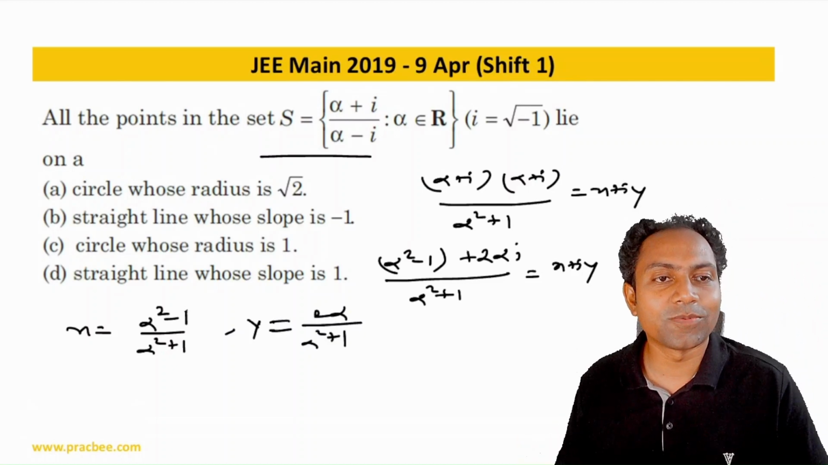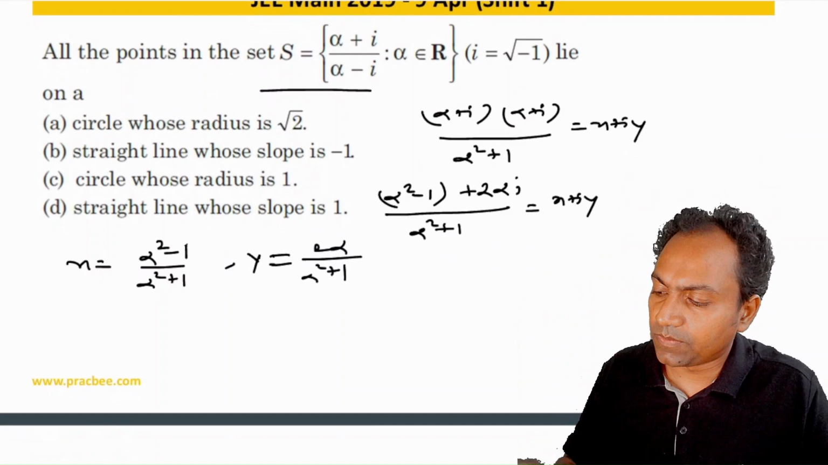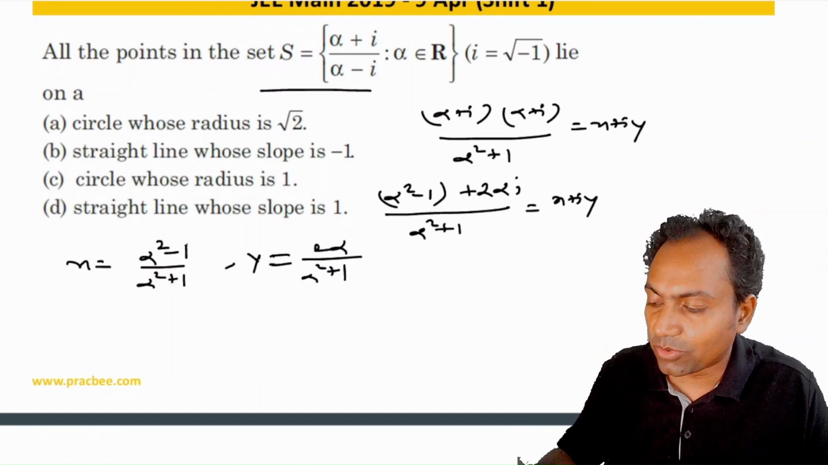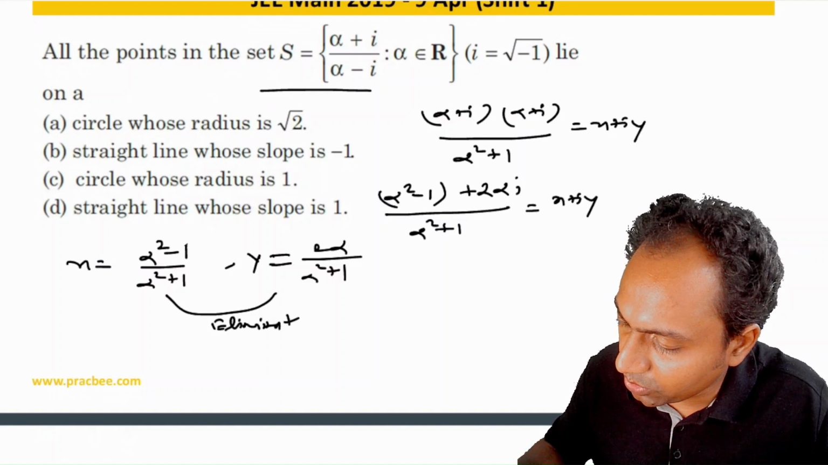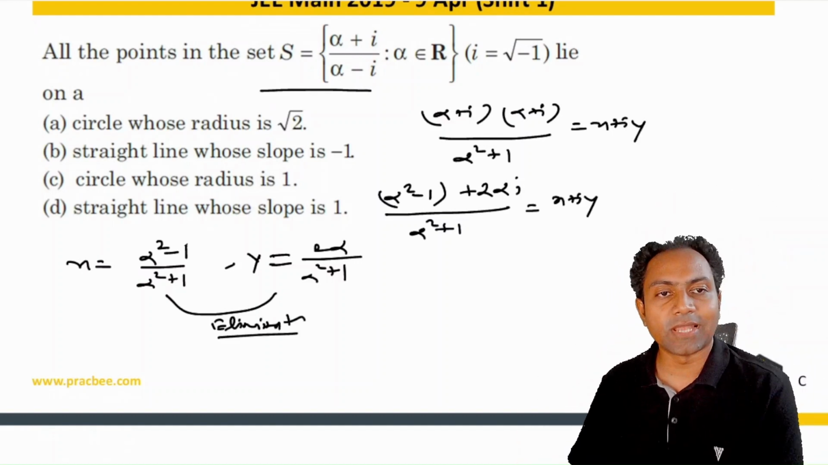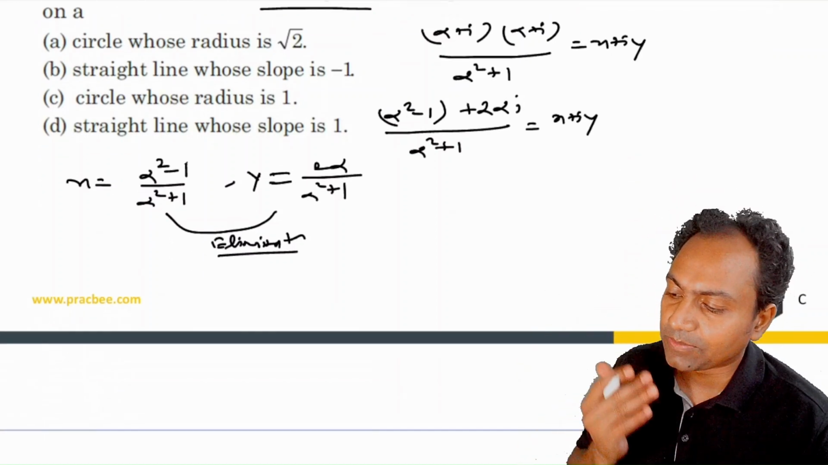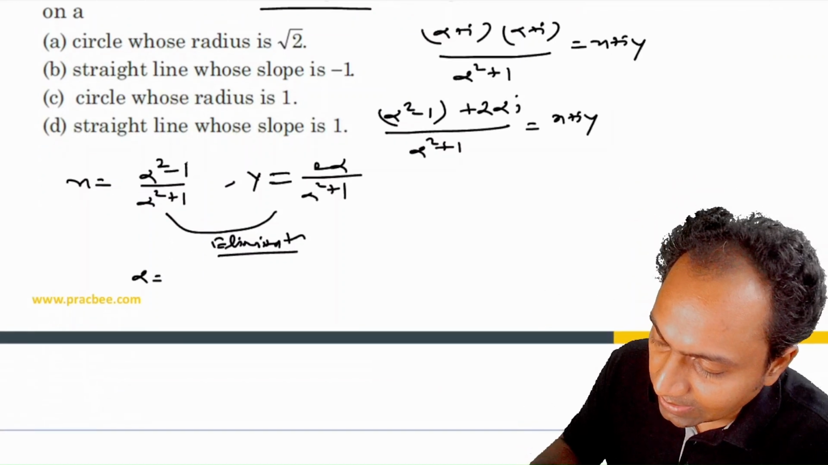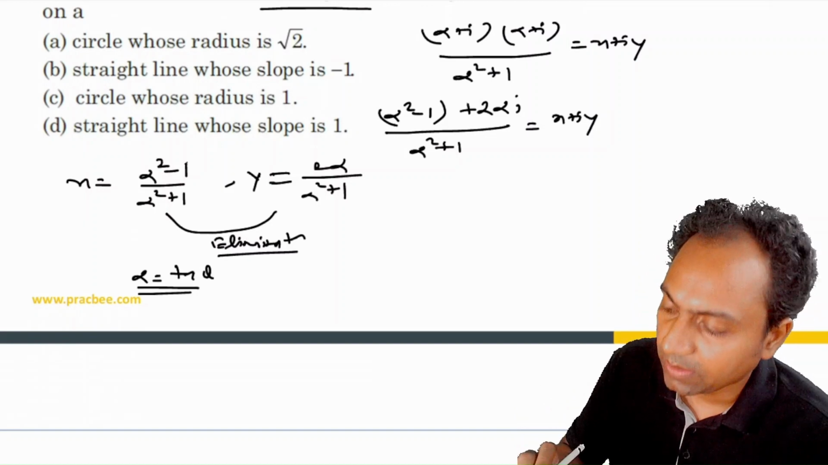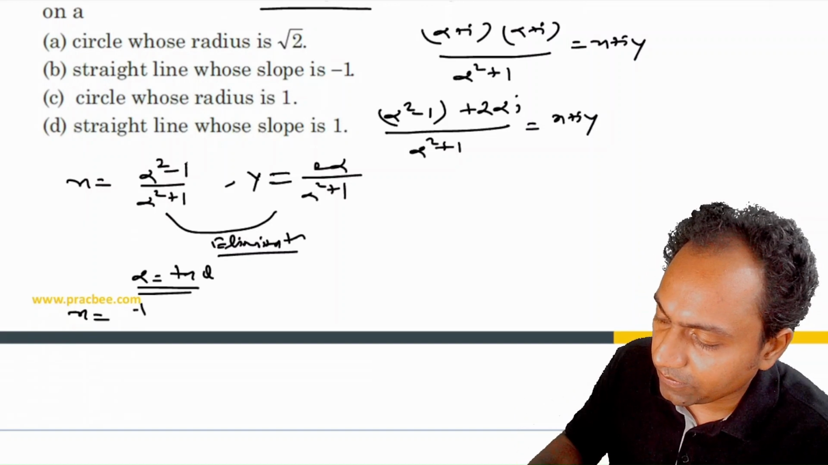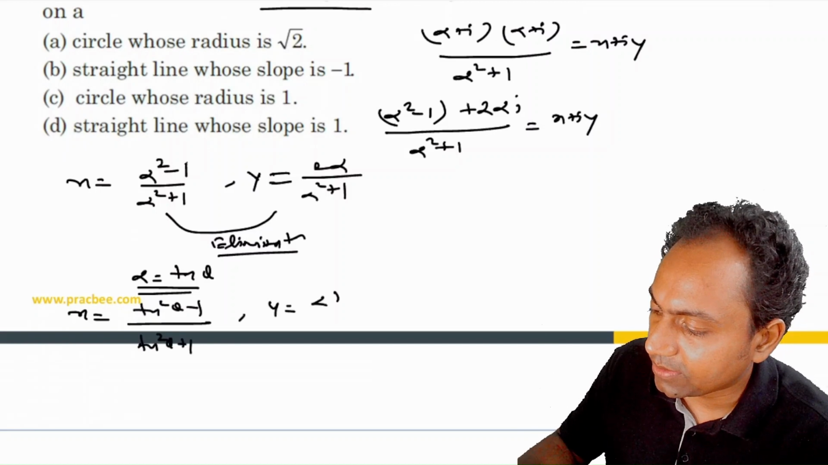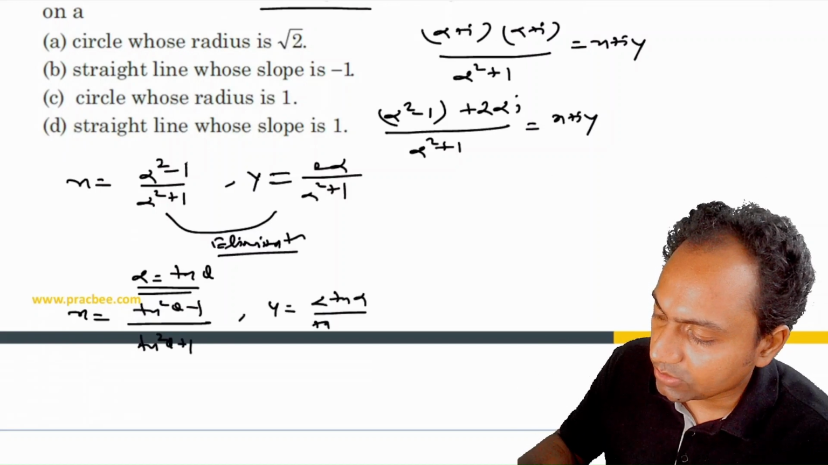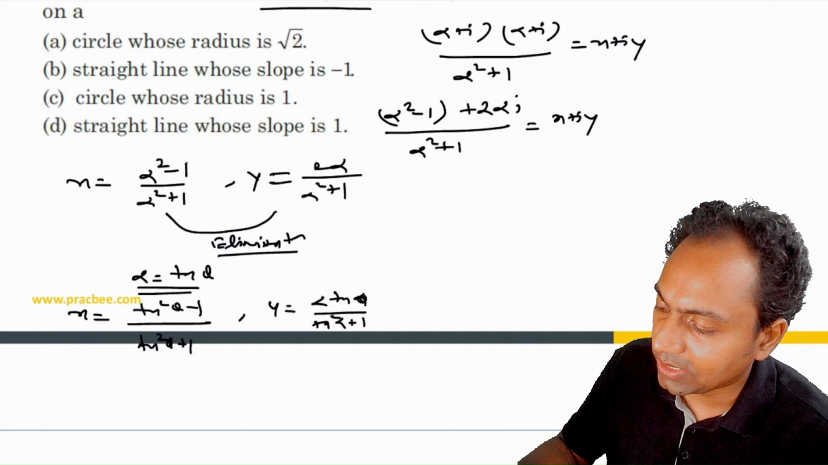So it is very interesting to observe where this is going to lie. Now what we have to fundamentally do in order to get to the locus is eliminate alpha. That is the job that is left. In order to do this elimination, I can observe that if I somehow replace alpha with tan theta, we get a formula of (tan square theta minus 1) by (tan square theta plus 1), and on the other side for y we get 2 tan theta by (tan square theta plus 1).